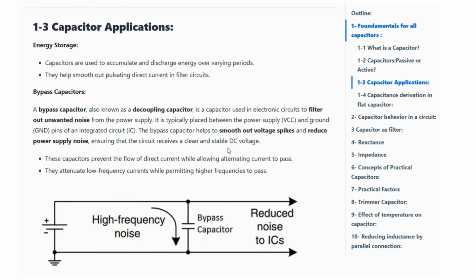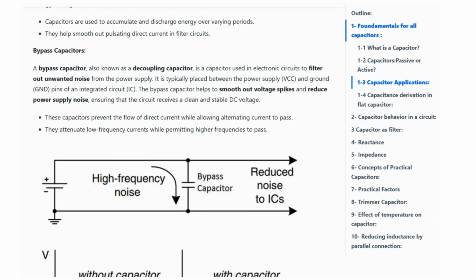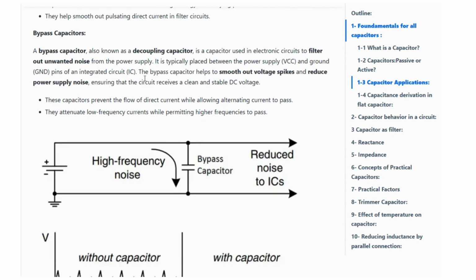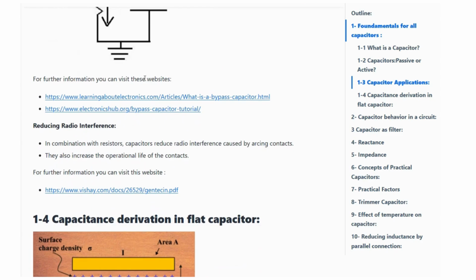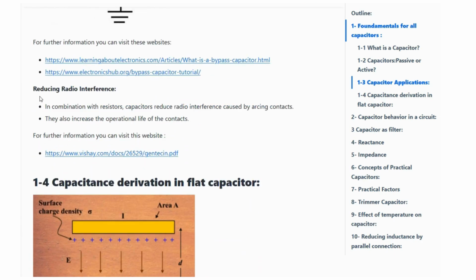Next, let's talk about its applications. First of all, energy storing is the main role of a capacitor. Next, we have bypass capacitors, also called decoupling capacitors, which are used to filter out unwanted noise. And next, we have the application which is reducing radio interference.